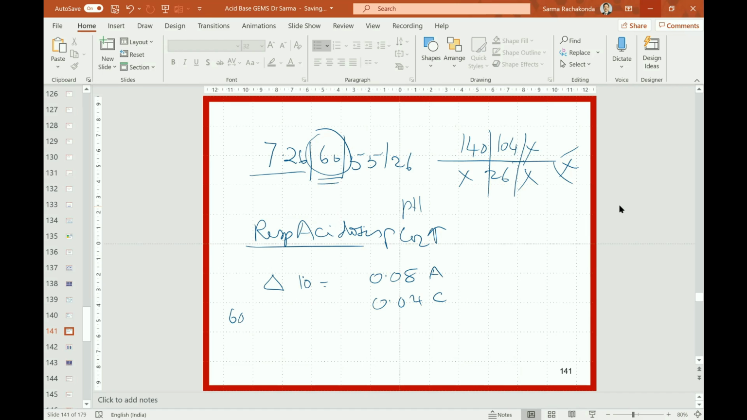How much did it change? Delta: 60 minus 40 is 20 units. For 20 units, I expect the pH to change by 0.16 if it is acute and 0.08 if it is chronic. What is the pH change I have got? 7.26, so 0.14. 0.14 is nearer to 0.16, so it is a case of acute respiratory acidosis.